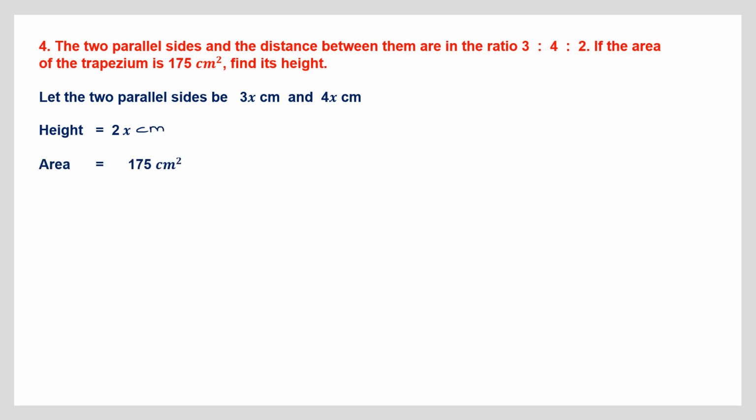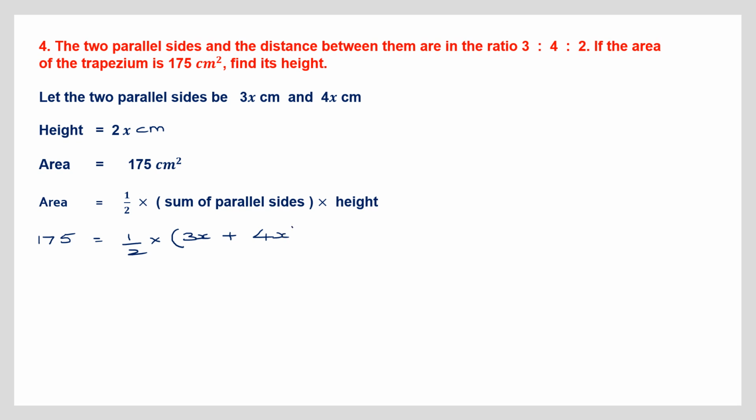Now we've been given the area, which is 175 centimeter square. Let's use the formula and find the height. So the formula is this. So area is given, let's substitute 175 centimeters square, half into sum of the parallel sides. So parallel sides we said 3x and the other one is 4x. So the sum is 3x plus 4x into the height, which is 2x. So here we can cancel. I can cancel this 2 and this 2. So now let's continue. 175 is equal to 3x plus 4x is 7x into x.